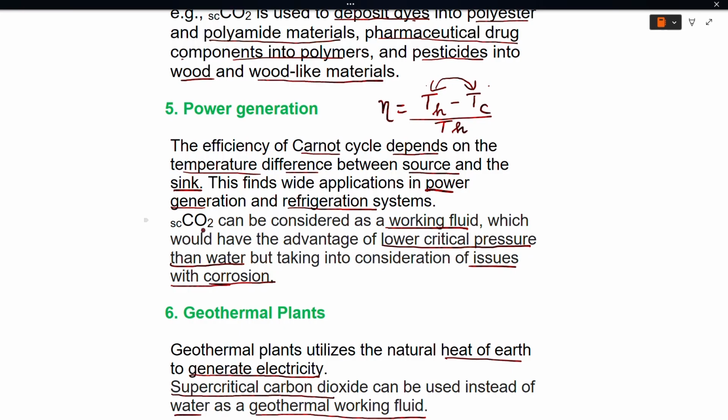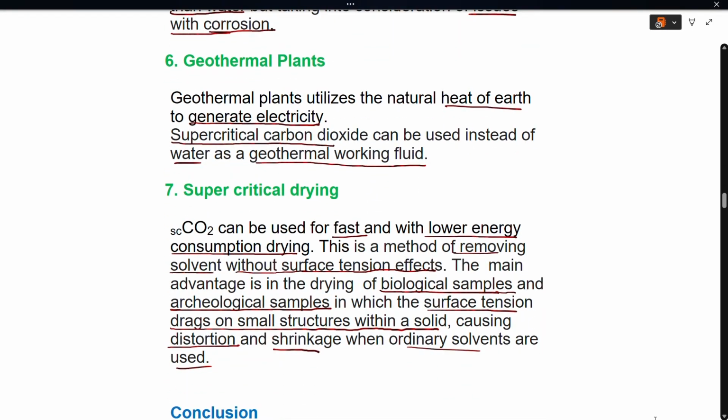Then for power generation, usually for geothermal processes we use water, and instead of water, if you use supercritical carbon dioxide, you can have a lower critical pressure than that of water, and therefore you can have a greater temperature difference between the source and the sink, thereby enhancing the efficiency. Okay. In geothermal plants also you can use supercritical carbon dioxide because it can be a better working fluid than water, which is at present considered as the working fluid.